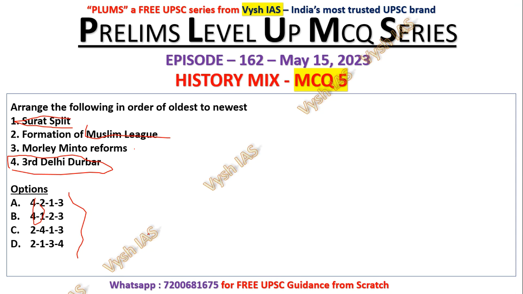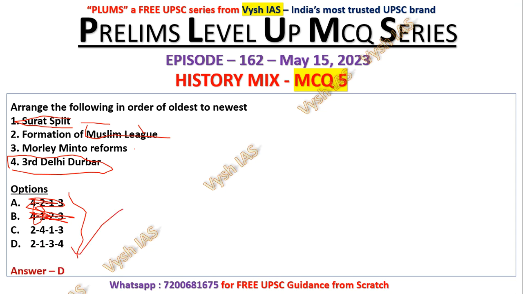So Muslim League was formed earlier, 1906. Okay, so the 2 should come early. So these 2 will go away. Okay, so now again if you see 4 or 1. Okay, so 4 is the third Delhi Darbar, and then here it is Surat split. Surat split happened in 1907, 1 year after Muslim League. So obviously 2, 1, 3, 4 is the answer.